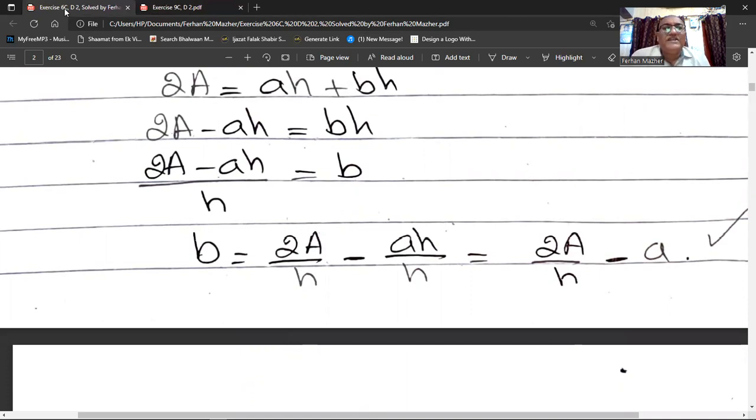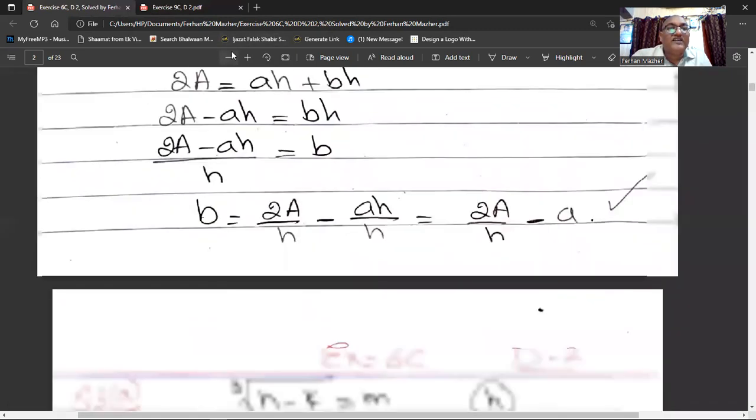So you will have B is equal to 2A by H minus AH by H. So this H and this H will be cancelled with each other. So your final answer will be 2A divided by H minus A. So this is how you will do this question.